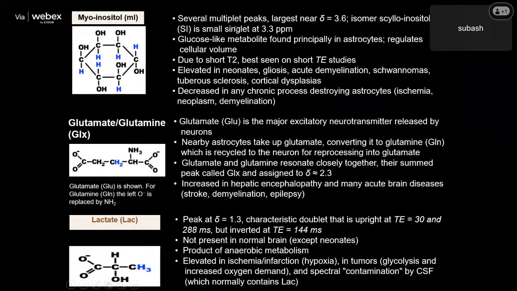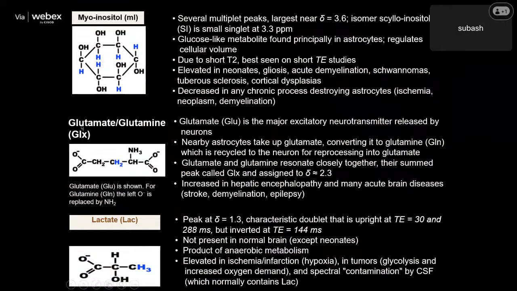Then myo-inositol is a peak which has multiple peaks, largest at 3.6 ppm, and it is a glucose-like metabolite found principally in astrocytes. It is an osmotic regulator, so it can regulate the cellular volume. It has a very short T2, so it is always seen on short TE sequences. It is elevated in neonates, gliomatosis, acute demyelination, schwannomas, tuberous sclerosis, cortical dysplasia. These are the conditions in which myo-inositol is raised. It is also raised in dementia and Alzheimer's.